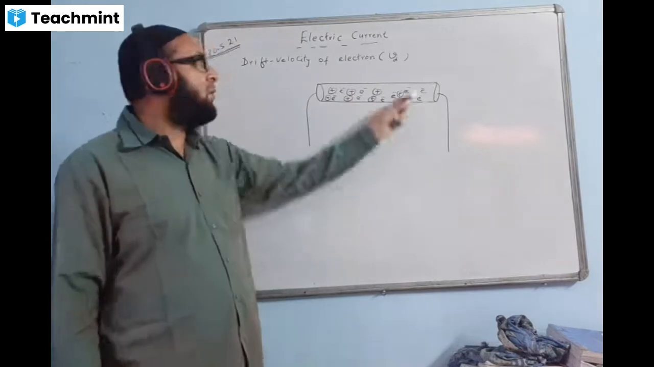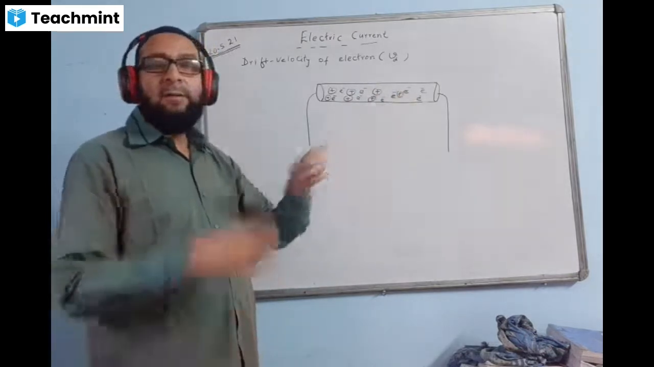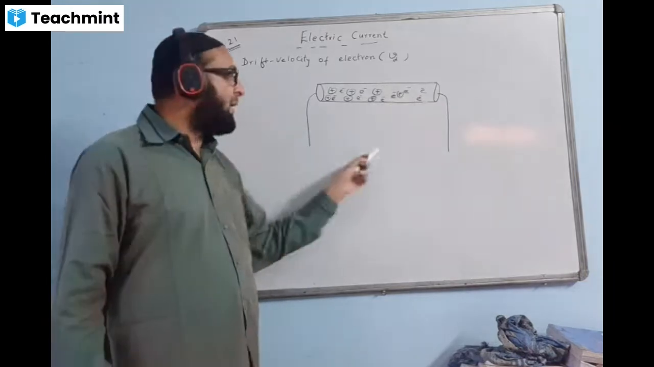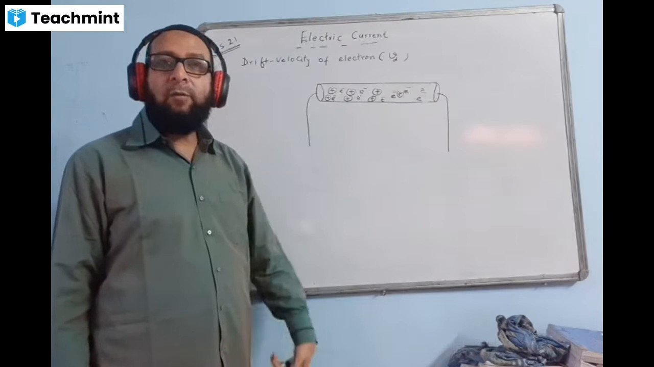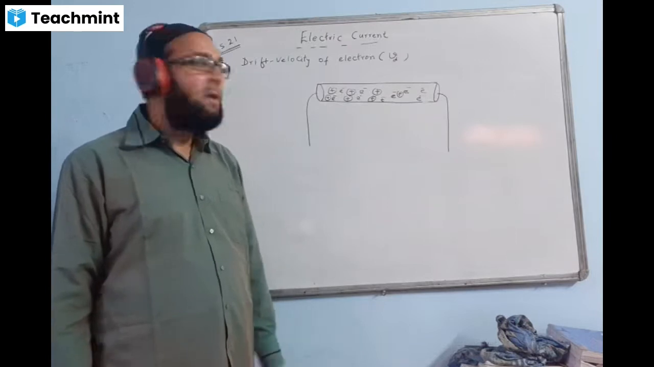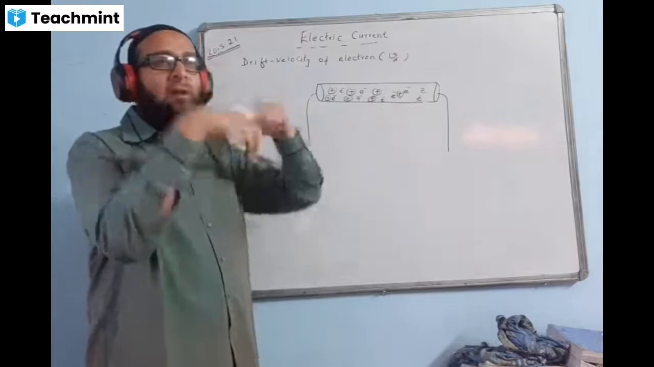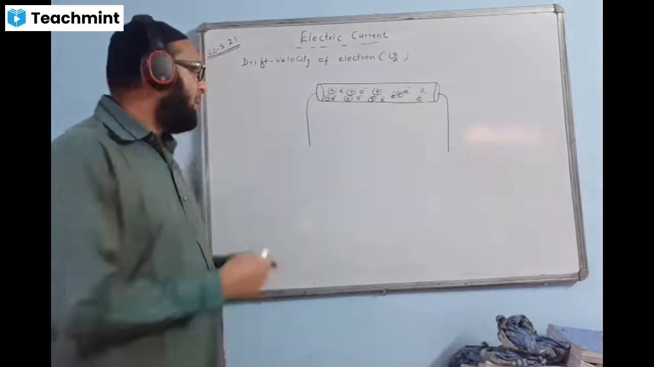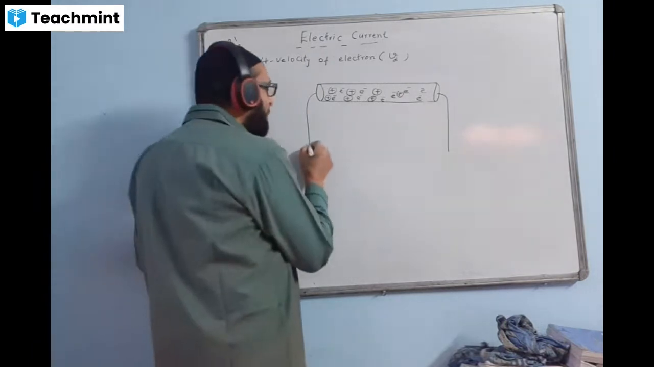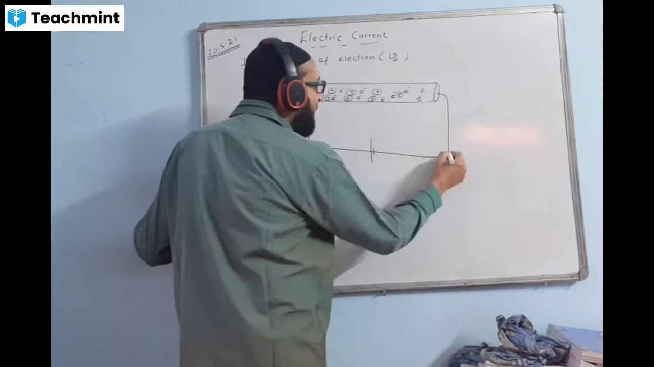But do you think these electrons move in a fixed direction? The electrons will be moving randomly when we don't connect the source. That means when we don't apply any voltage or potential difference, electrons are moving in random directions, in all possible directions. Now what we will do is connect it with a source. That means we are applying an electric field here.